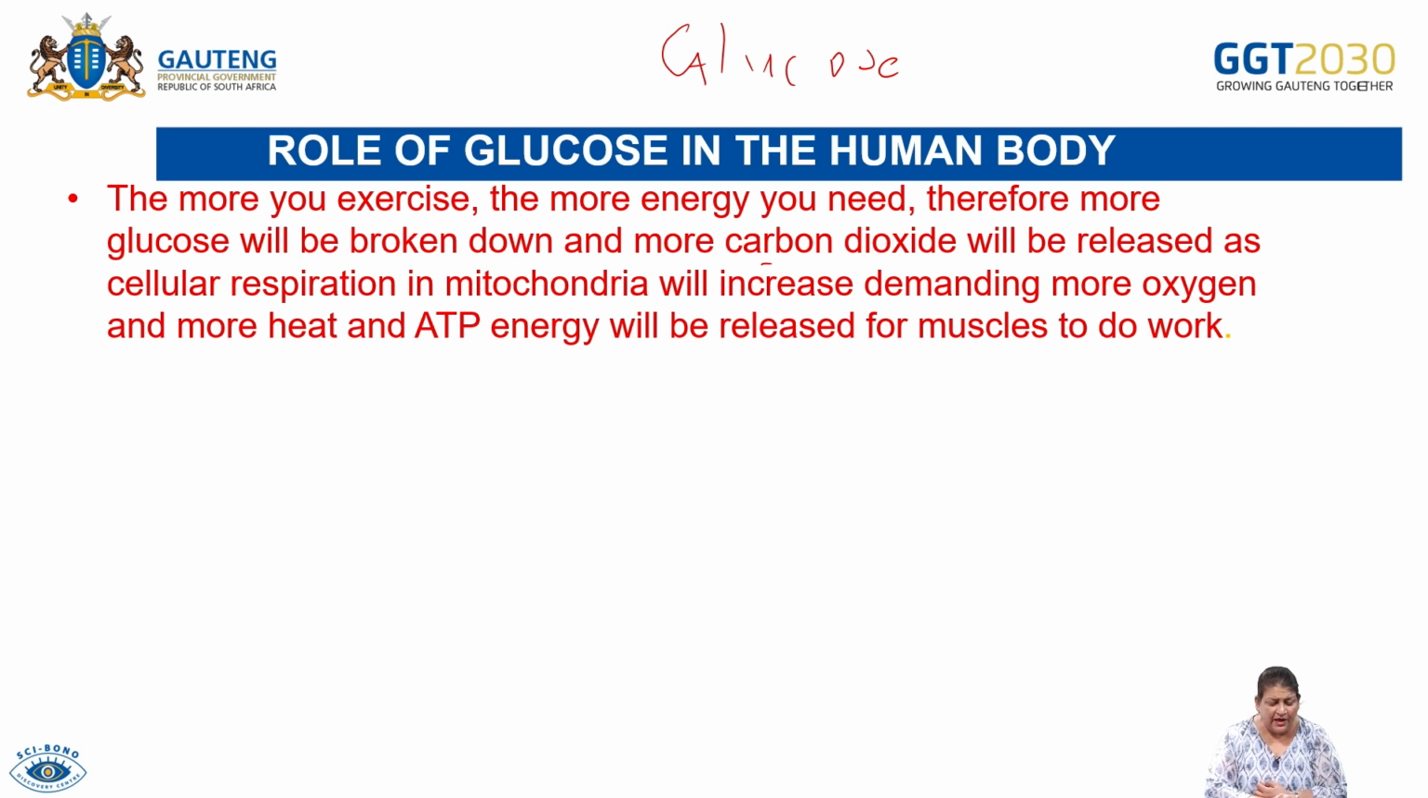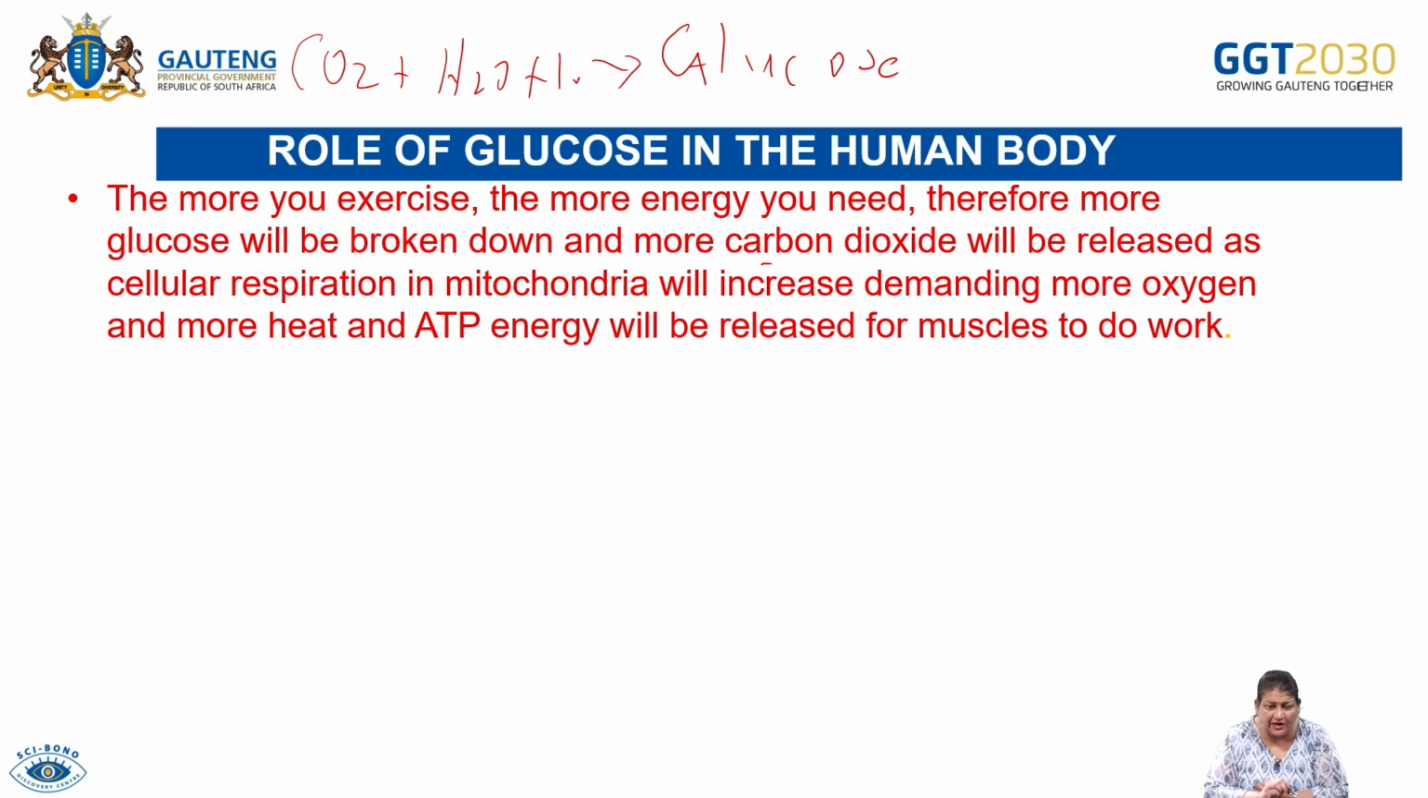So let's see again. The more you exercise, so the more active you become, the more energy you need. It makes sense. Therefore, more glucose will be broken down because glucose contains energy. And more CO2 will be released. As I said, to make glucose, we need what? CO2 plus water plus light energy. So it's going to make the glucose.